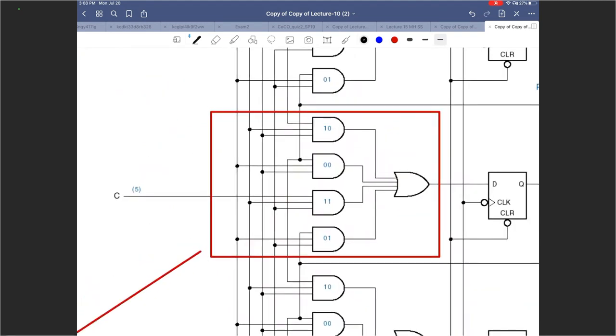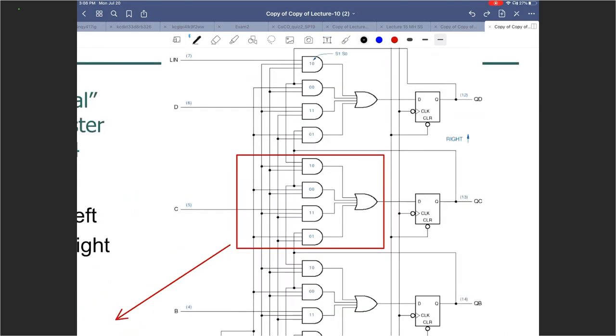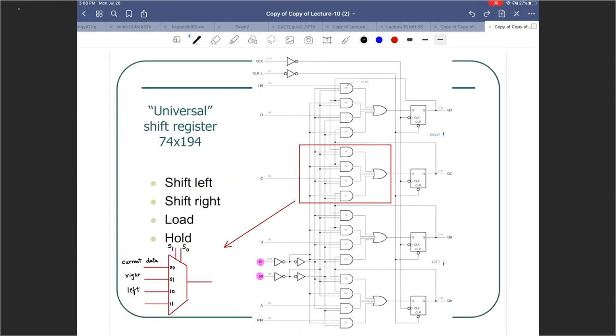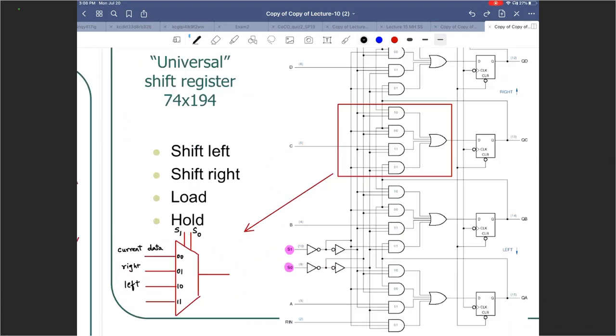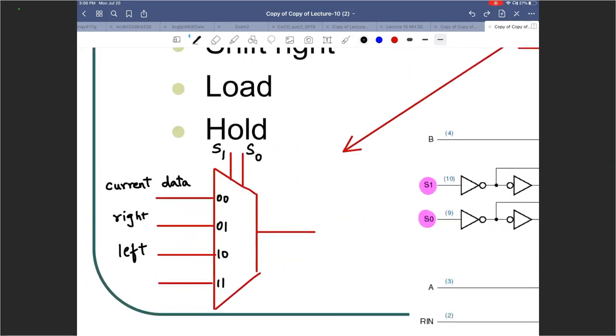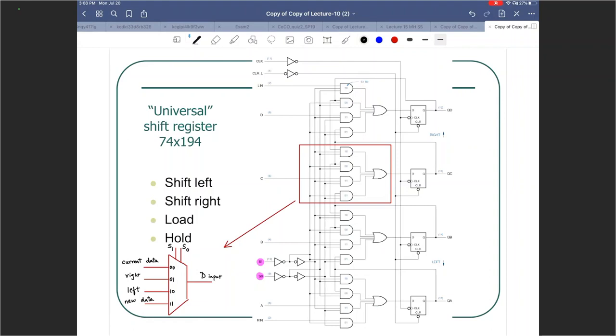Apart from S1 and S0, you have C, the new data coming in. So the new data comes in, gets loaded parallelly, all 4 D flip-flops get it loaded, and QC will change to the new C. So QC plus will be C, right? So that's your parallel load, or the next data, right? Or let me call that new data. And that's your D input. So each one of these red boxes is a 4:1 mux, and the selects are based on S1 and S0.